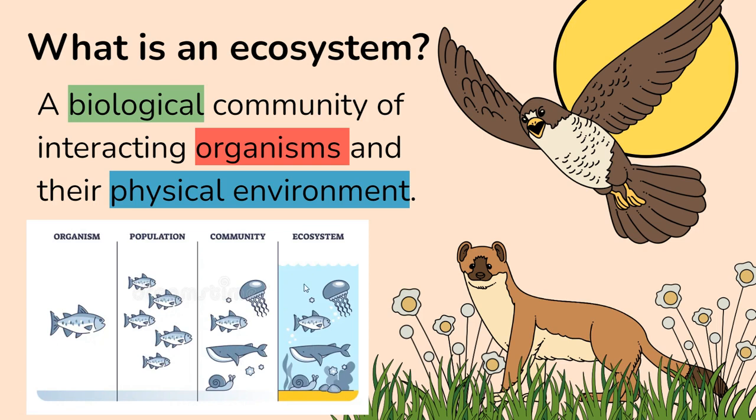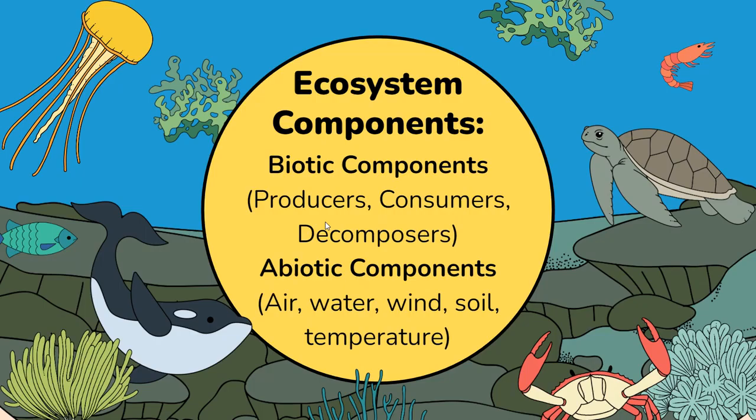And then the real big difference between an ecosystem and a community is the physical environment factor. So for this, the water, the sand, the rocks, all of those do have an impact on how different organisms interact with one another. So that's kind of what makes an ecosystem different than some other classifications.